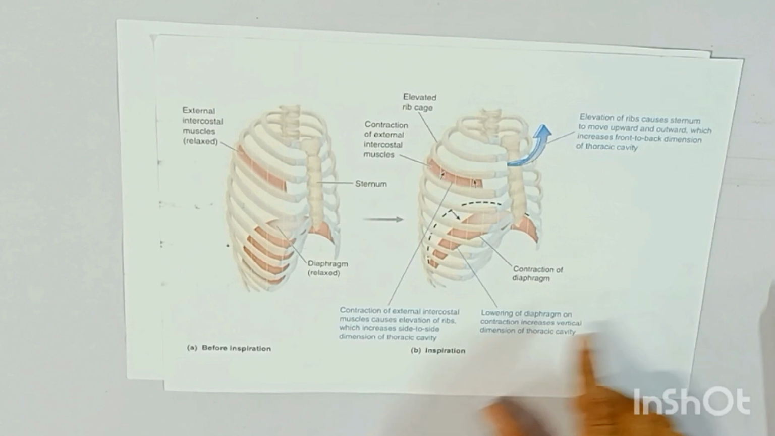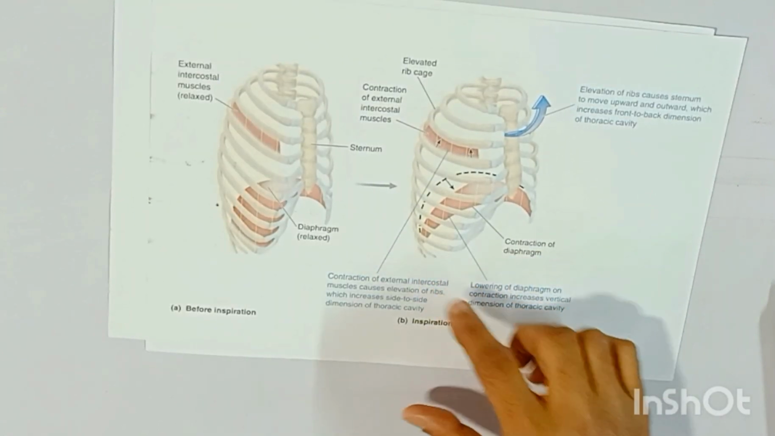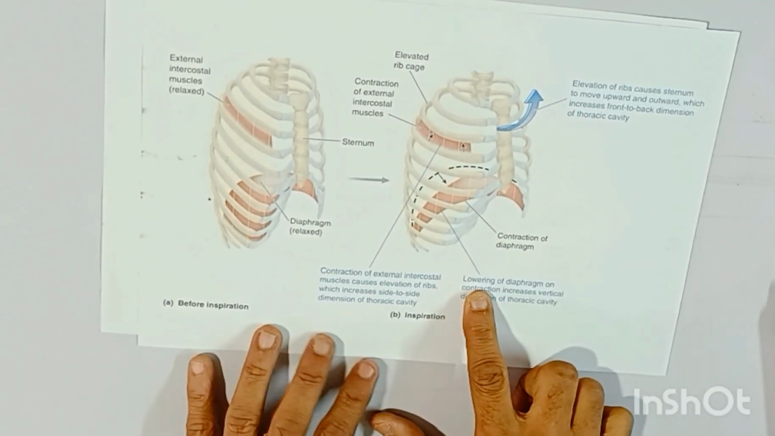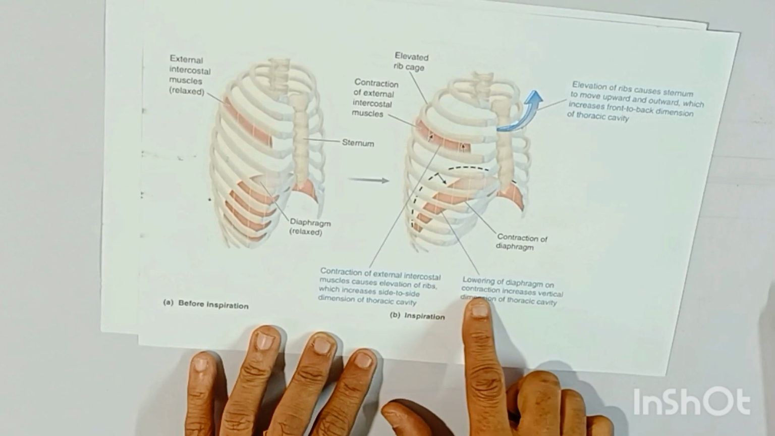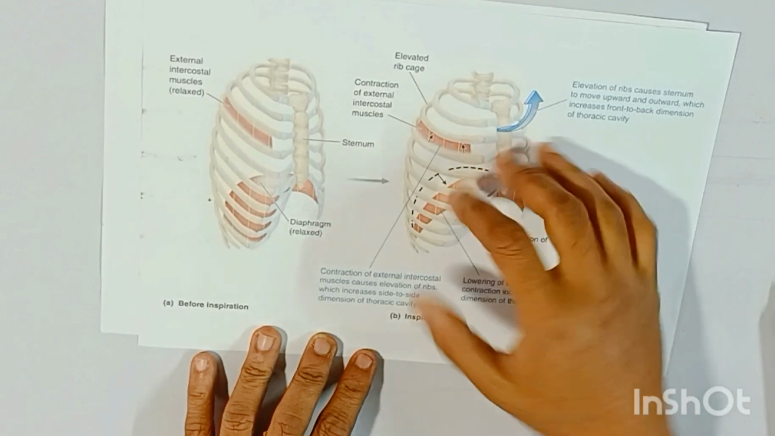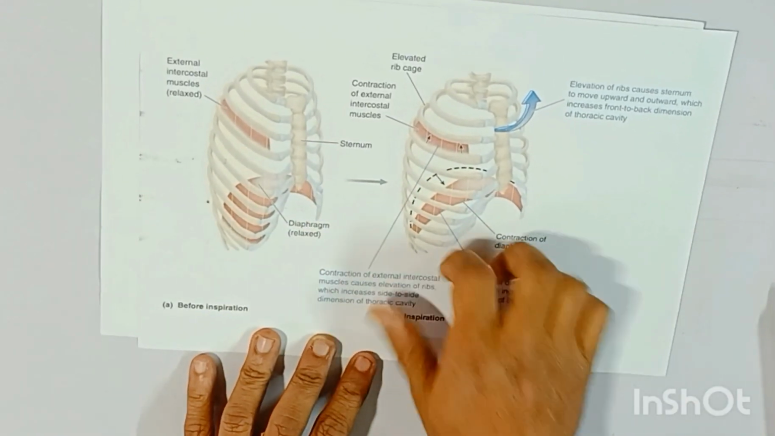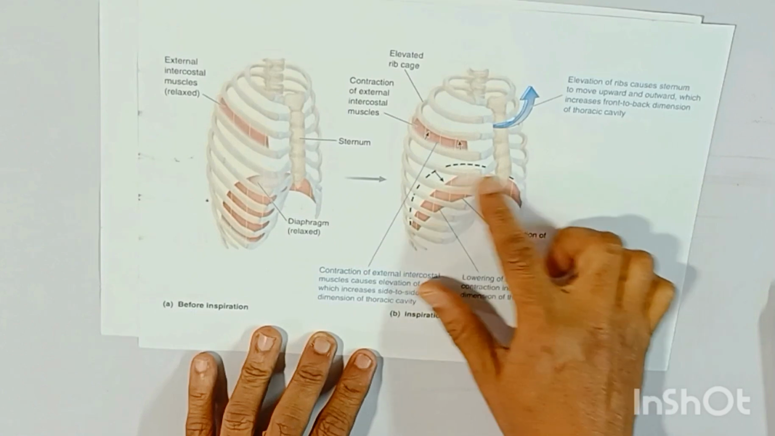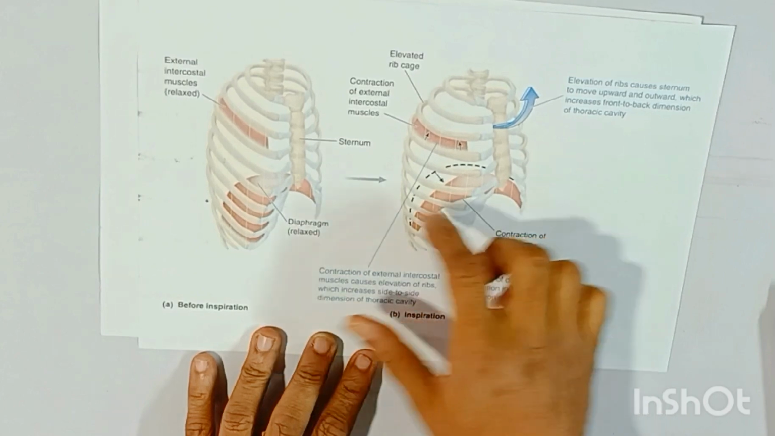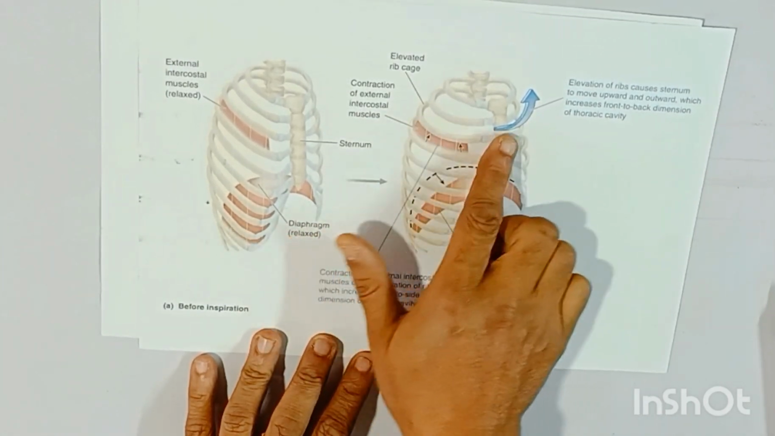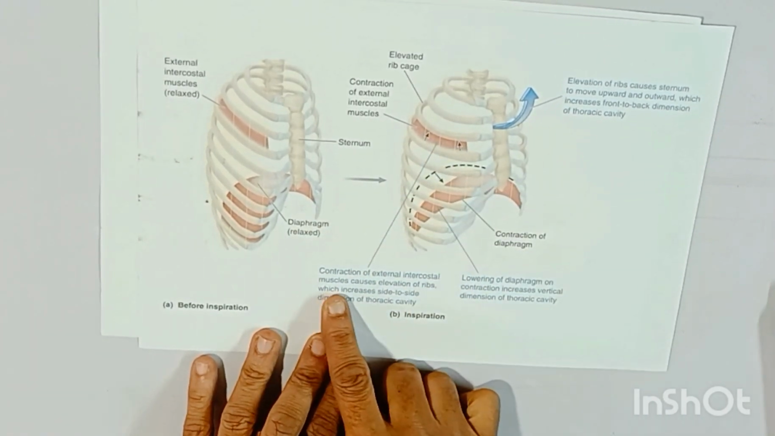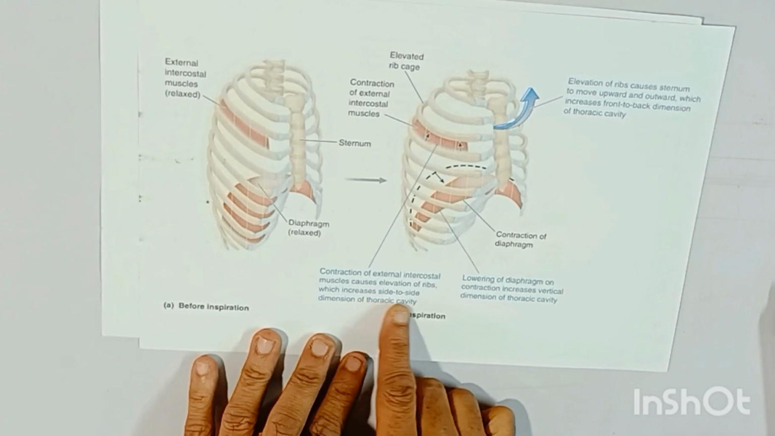Now the contraction of the diaphragm: when the diaphragm contracts, it actually goes down. The contraction of the diaphragm leads to lowering of the diaphragm, and this increases the vertical dimension of the thoracic cavity. This is the diaphragm. The contraction of the external intercostal muscles causes elevation of the ribs, which increases the side-to-side dimension of the thoracic cavity.